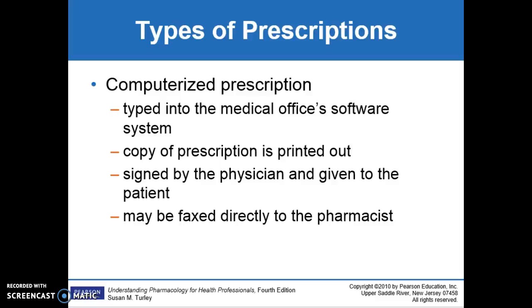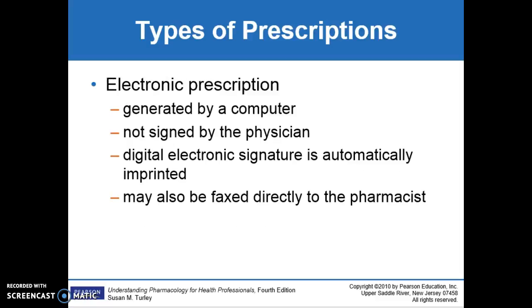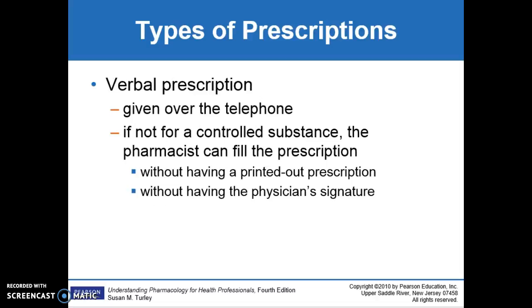Computerized prescriptions are one of the ways that we avoid some of those problems. It goes straight into the doctor's software system. You can print it out and give that to the patient. You can also fax that directly to the pharmacy. So that's one way to prevent those errors that occur with handwritten prescriptions. Electronic prescriptions are not signed by the physician in the same way. They're digitally signed, and those are also faxed directly to the pharmacy.